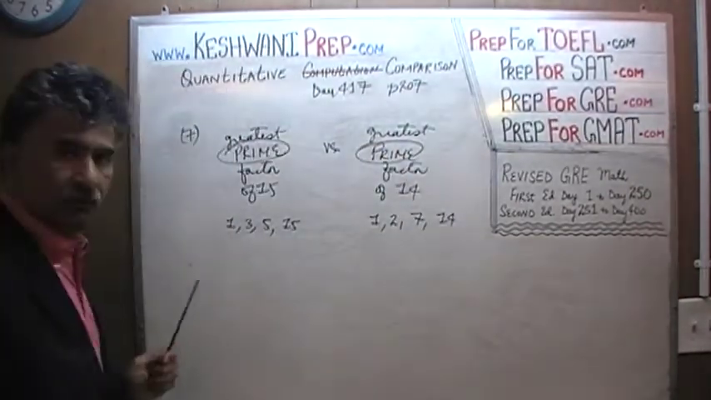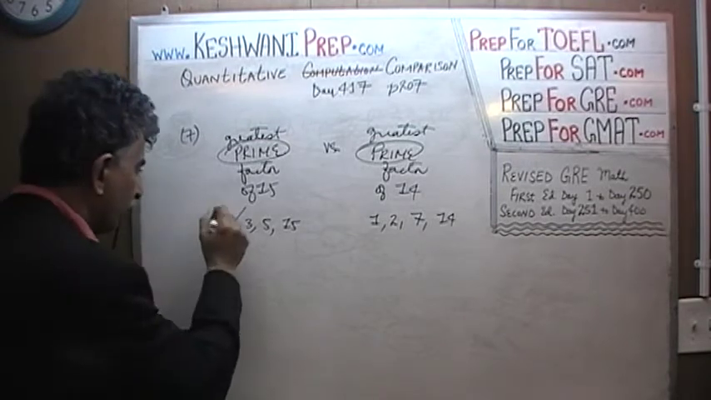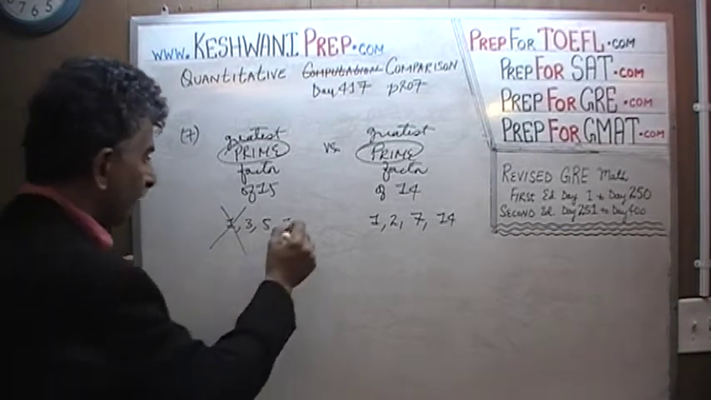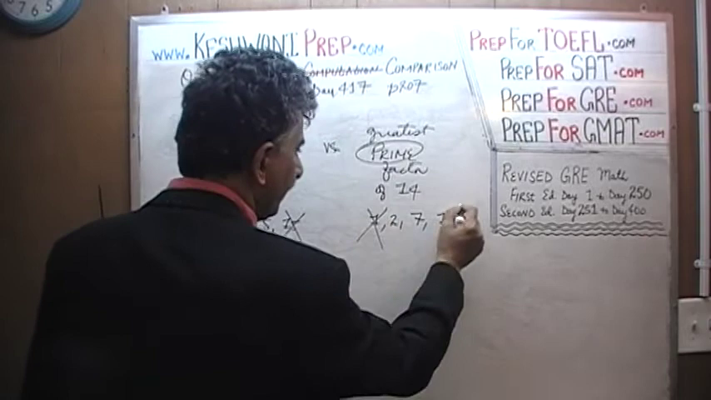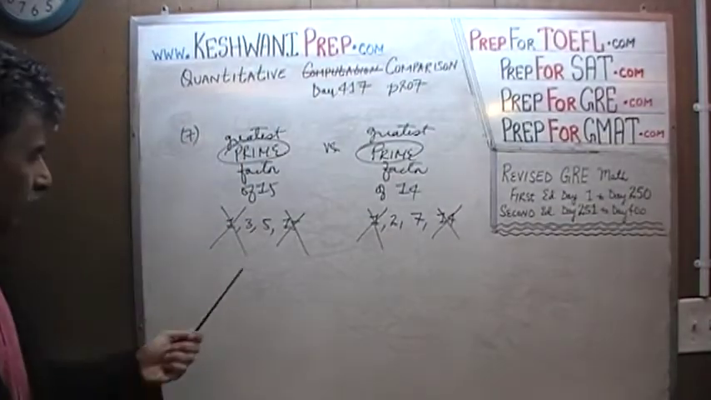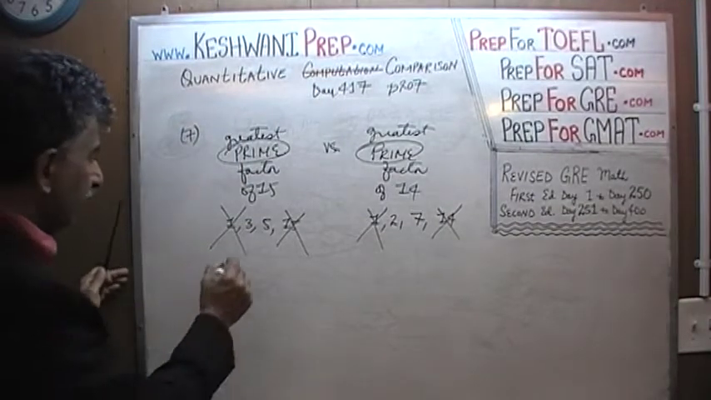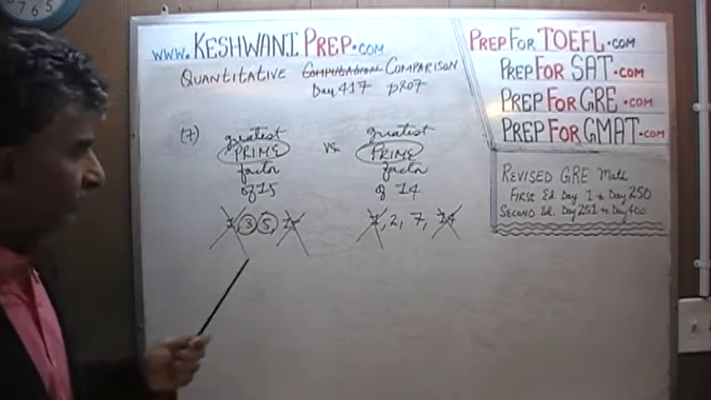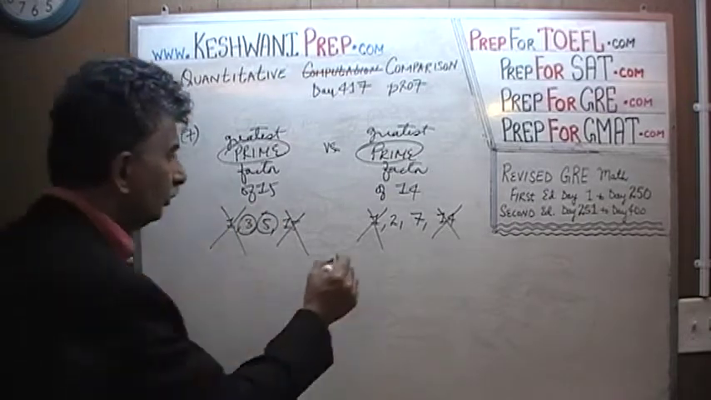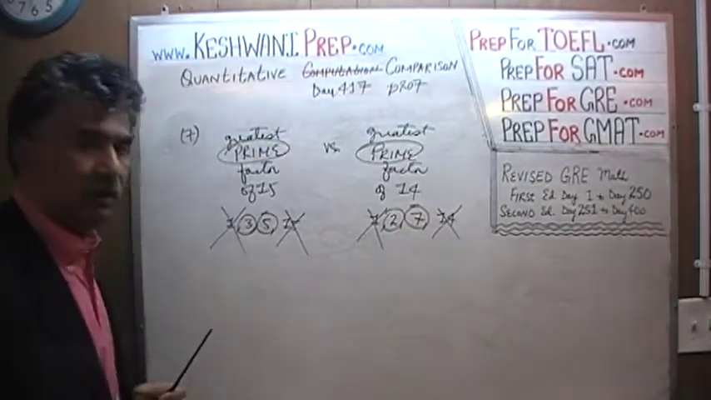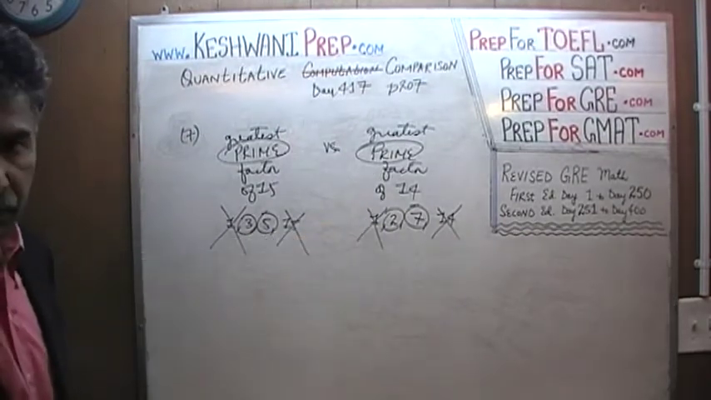We are looking for prime factors. So since we are looking for prime factors, let's get rid of 1. 1 is not a prime number. And let's get rid of 15. 15 is not prime. And neither is 14. That's it. We are done. 3 and 5 represent prime factors of 15. 2 and 7 represent prime factors of 14.